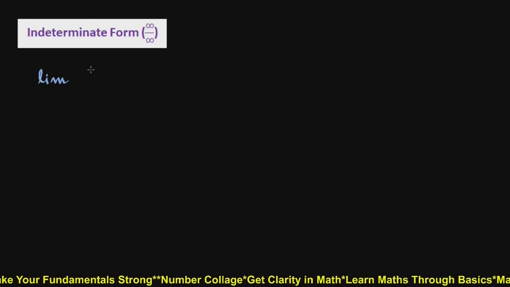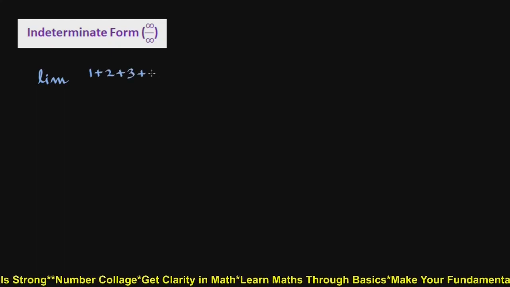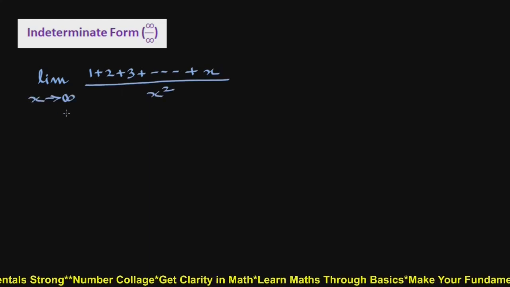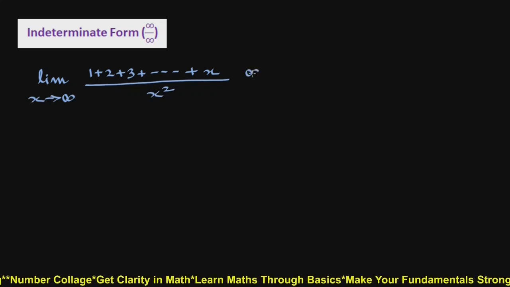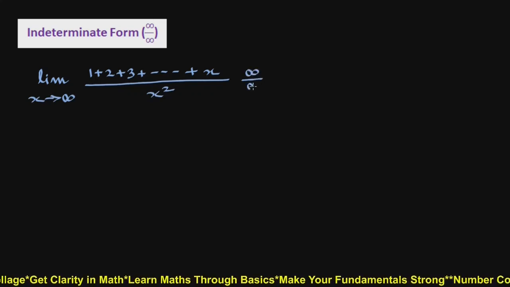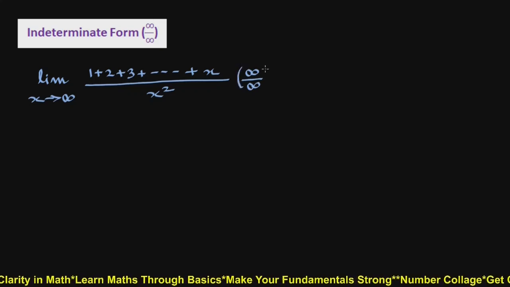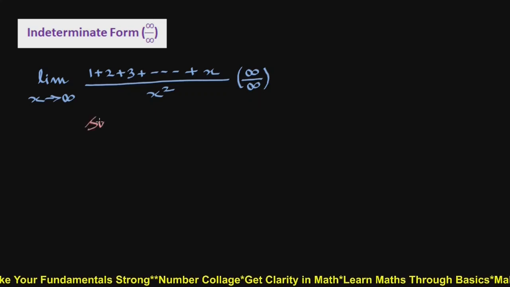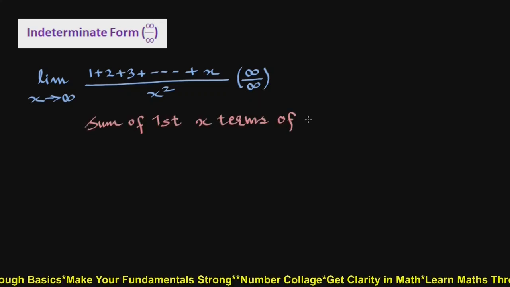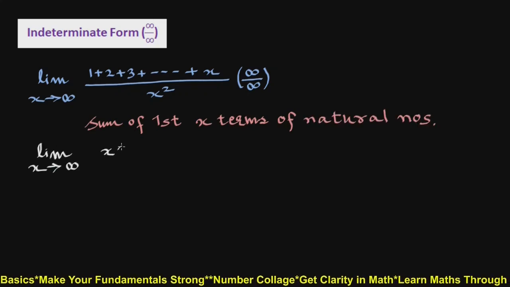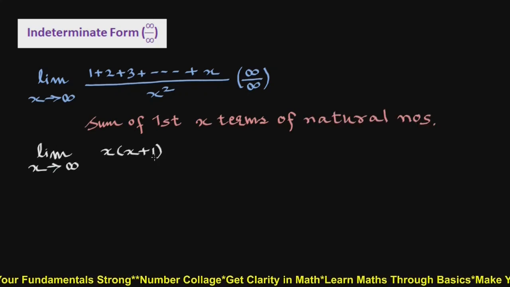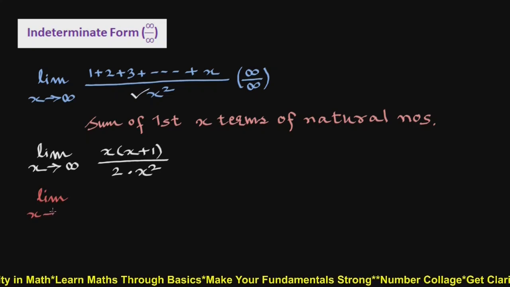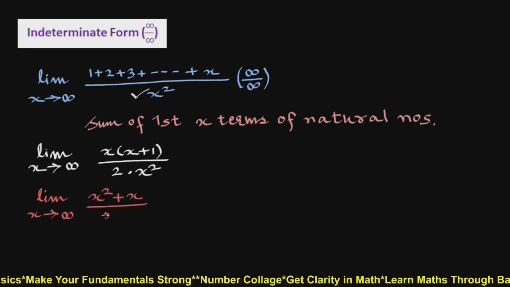Evaluate limit 1 plus 2 plus 3 plus so on and so forth plus x upon x square as x tends to infinity. As x tends to infinity, numerator will tend to infinity and denominator will also tend to infinity. So this is infinity upon infinity indeterminate form. In the numerator there is sum of first x terms of natural numbers, which will be x into x plus 1 upon 2, into this x square, which is limit as x tends to infinity, x square plus x upon 2x square.